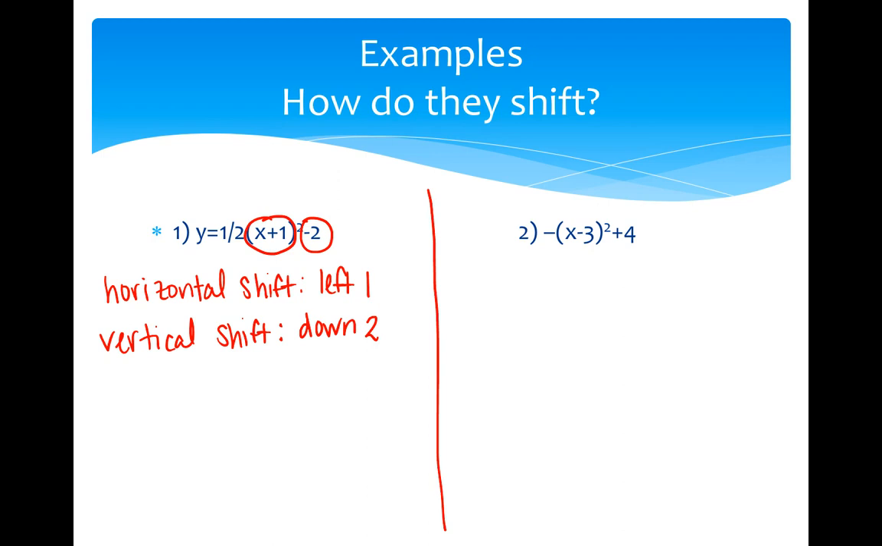And then the last thing to talk about is whether it opens up or down, and then whether it's wider or more narrow than the parent function. And that is determined by this number here, which is A. So here's our A, here's our H, here's our K. So A is positive, which means it's going to open up in the same way that the parent function does. But A is between 0 and 1. So that means that it's actually going to be wider than the parent function.